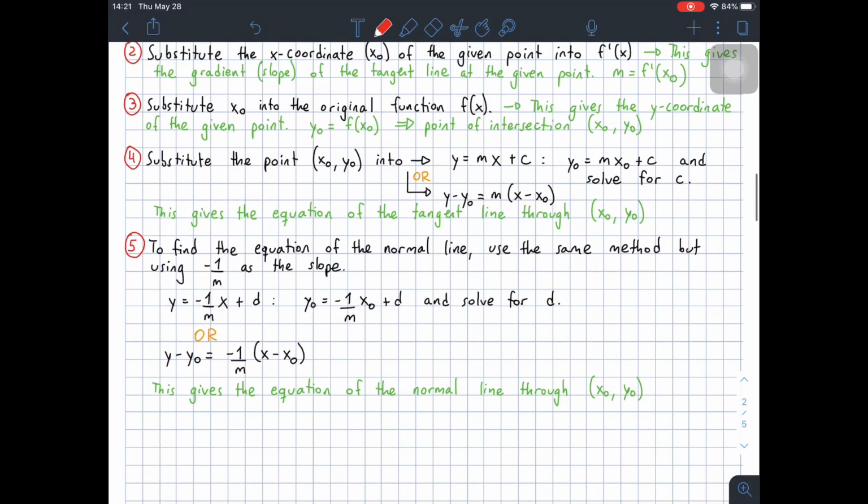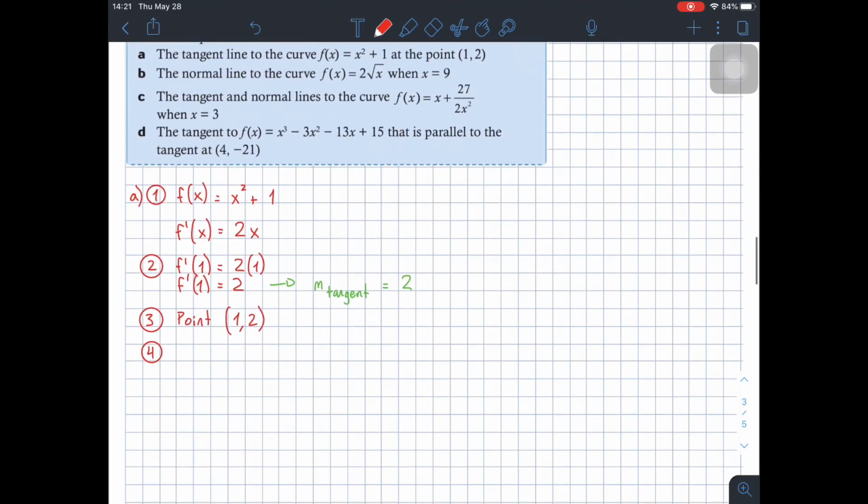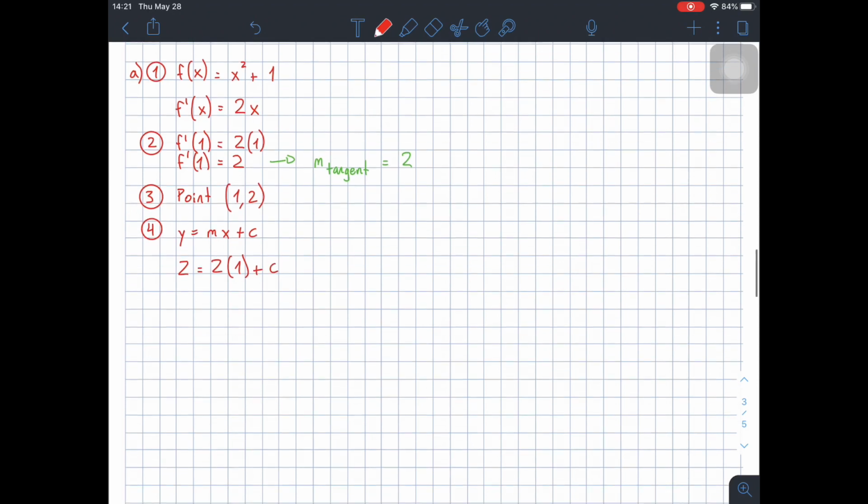which is exactly the 4th step, right? It says find the equation of the tangent line. So I'm going to write the general form, which is y equals mx plus c. I already know m, and I already have the given point. So I'm going to substitute those values: 2 equals 2, the slope is 2, x is 1, plus c. So here we obtain the value of c, which is c equals 0.